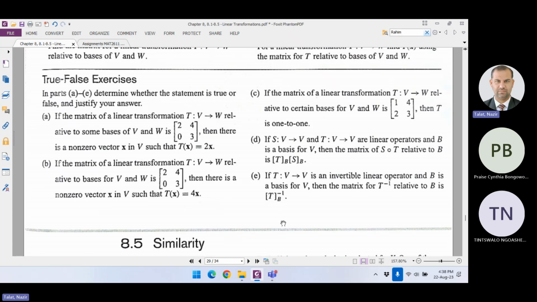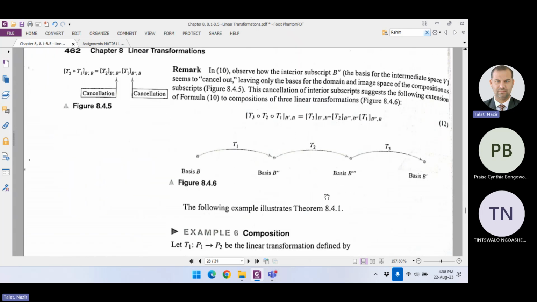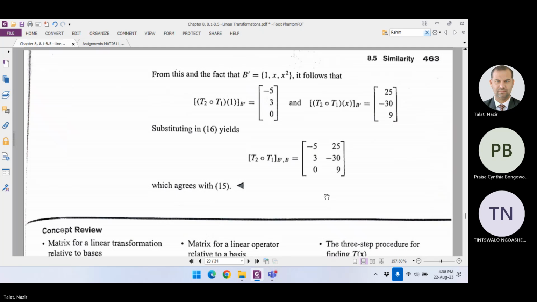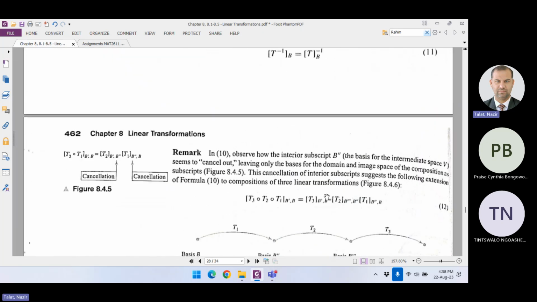This is true, like we have already seen. If T is invertible, then T inverse is also invertible, and the matrix of T inverse relative to B is equal to the inverse of [T]_B. So this statement is correct because we have already seen this over here. There is some example regarding that one.